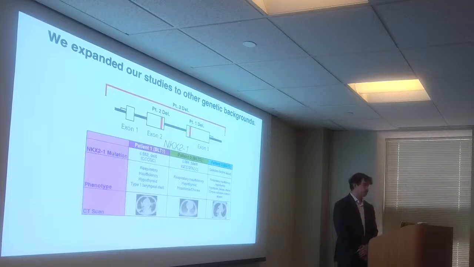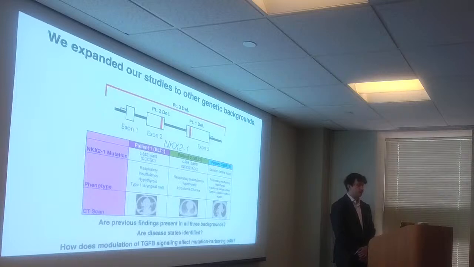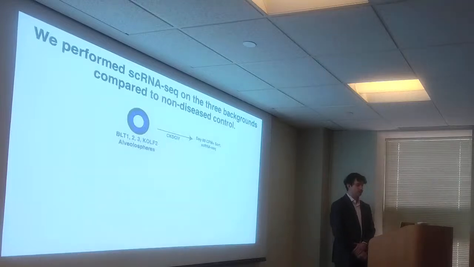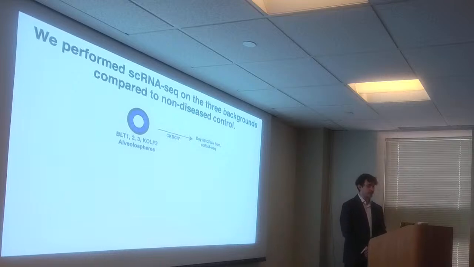So we wanted to really probe all three of these genetic backgrounds to further distinguish whether or not we're able to replicate this data that we previously found, if we can identify any disease states in these cells, and finally, how modulation of TGF-beta signaling affects these different genetic backgrounds as well. So we took all three of these lines, in addition to a non-diseased control, KOLF2, and we performed my favorite experiment, single-cell RNA sequencing, on all three of the backgrounds compared to the non-diseased control.